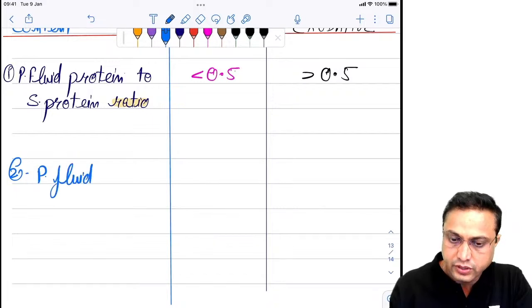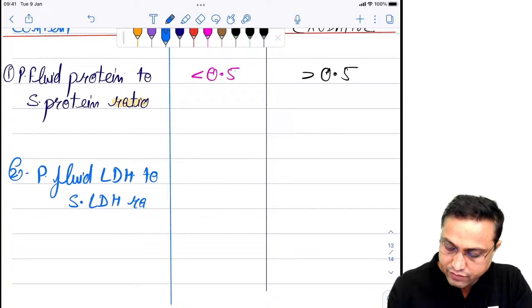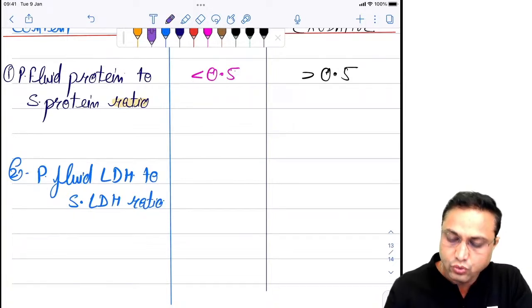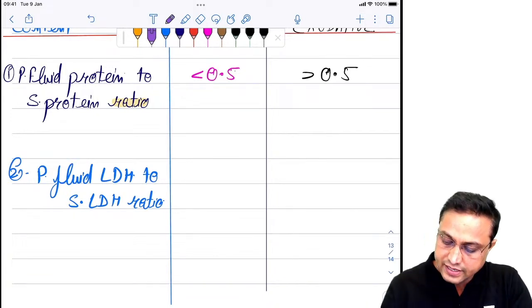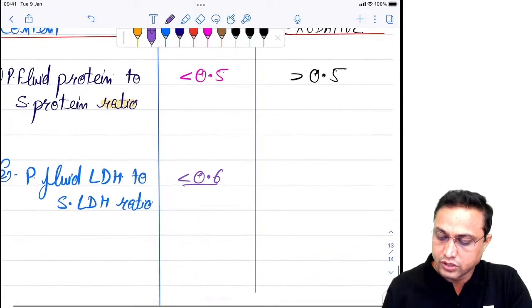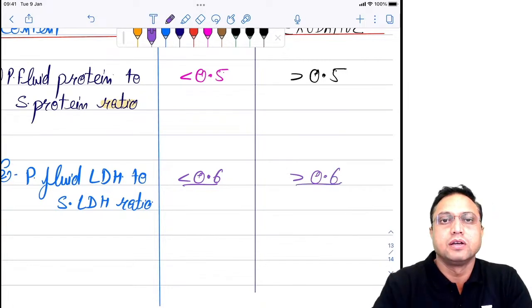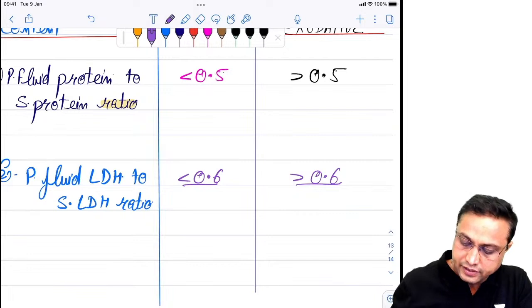Another thing we are going to look at, my dear friend, is pleural fluid LDH, lactate dehydrogenase, to serum LDH ratio. Again, we are going to look for the ratio. If the pleural fluid LDH to serum LDH is less than 0.6, it is going to be transudative. If it is more than 0.6, it is going to be the exudative type of pleural effusion.